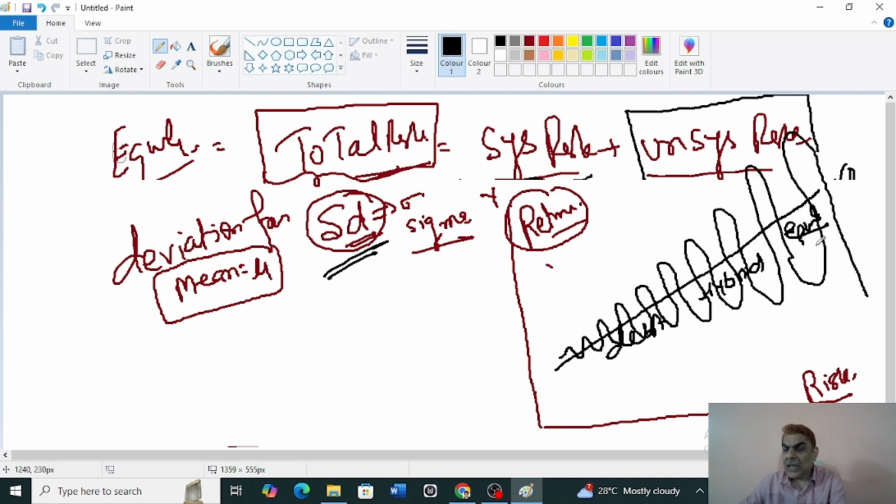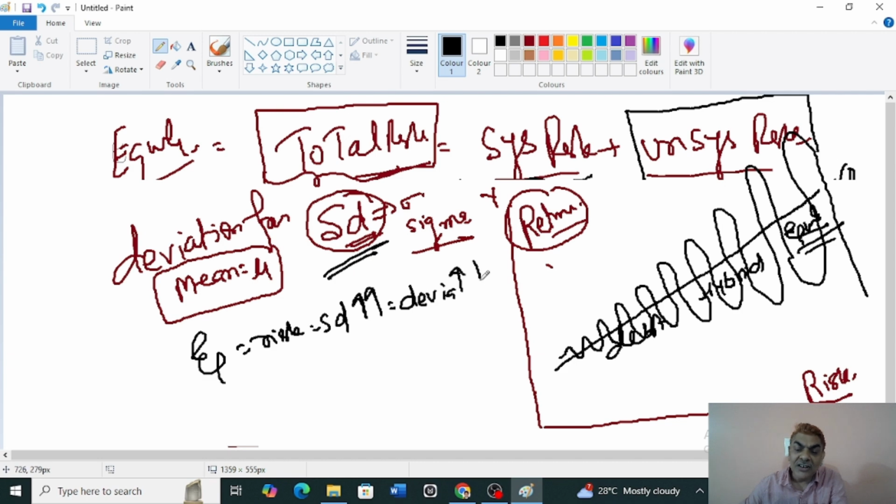As you proceed towards equity, the risk goes up. The SD goes up. Can you see this? Risk goes up, SD goes up, deviation goes up. You can say uncertainty goes up. You can have a positive return, you can have a negative return from the mean, that is mu. Fine. So this standard deviation is deviation.